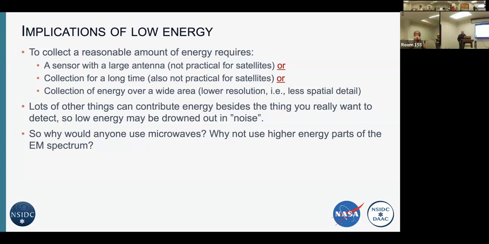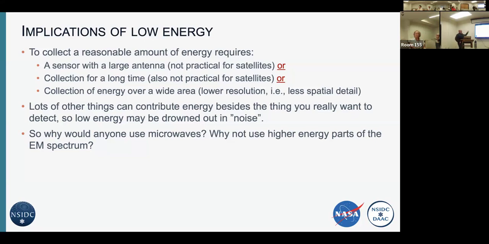Another is that you can collect for a long time. If you sit and stare at something for a while, you can get more energy, but of course a satellite in orbit is not going to be able to sit there. It's orbiting in low Earth orbit. Or you have to collect over a fairly big area. In practice, that's what's done, but that means you have low spatial resolution, you see less detail, you're seeing just a kind of bulk signal, and it's hiding all the details in there.